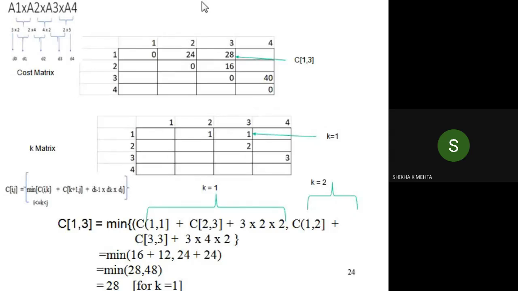Now we see when we perform this computation for k is equal to 1 as well as for k is equal to 2, applying the same formula, we get 16 plus 12, which is 28, and the other value is 48. So for k is equal to 1, the value is 28. For k is equal to 2, the value is 48. The minimum of these is 28, and we get it for k is equal to 1. So that's why in C13 the cost matrix value is 28, and for the value of k for which we obtained 28, we have written k is equal to 1.